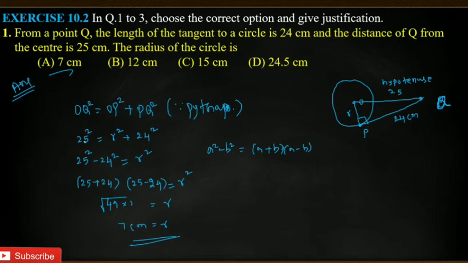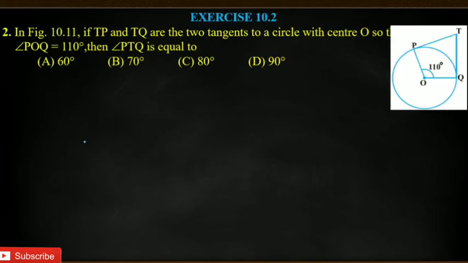Now we are going to question number 2. You see that here they have given the diagram clearly, so no need to worry about that. If TP and TQ are two tangents, you see here this TP length and TQ length are two tangents, they said clearly. At the same time, the line to the center O is slightly missed here, so that angle POQ is 110 degree.